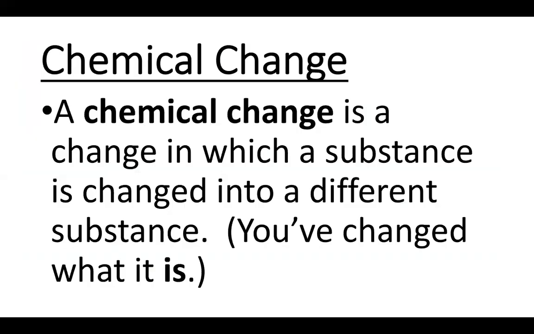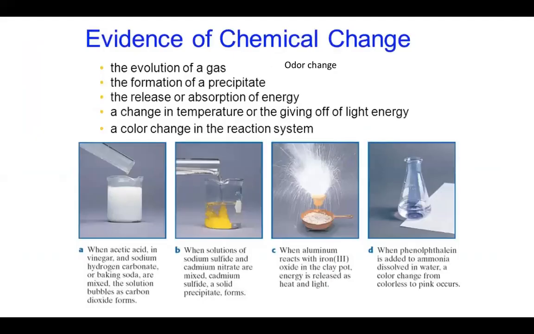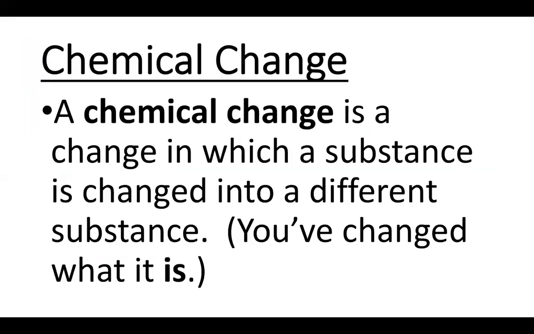Okay, so moving on. Chemical change. Chemical change is a change in which a substance is changed into a different substance. So you have changed what it is. Think about it, for example, paper, right? If I were to burn it, it is now no longer a paper, it is now ashes. So you can see, again, that would be a chemical change.